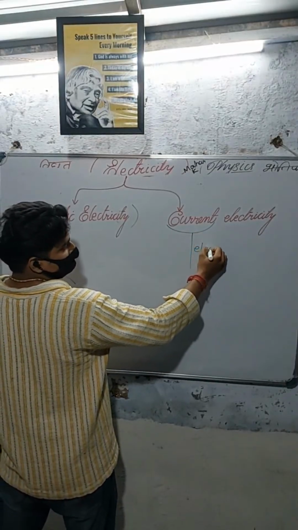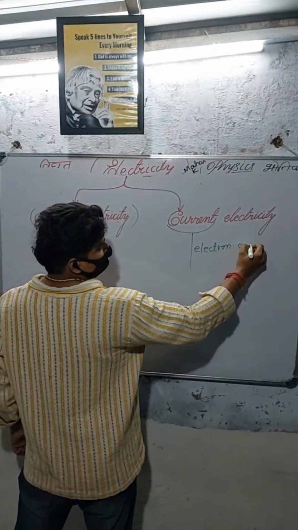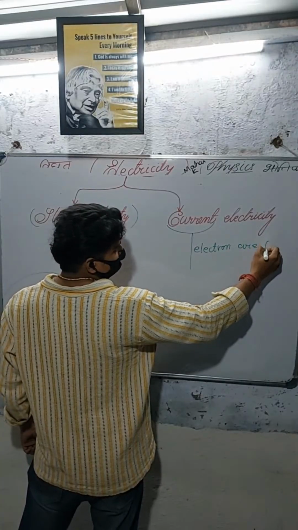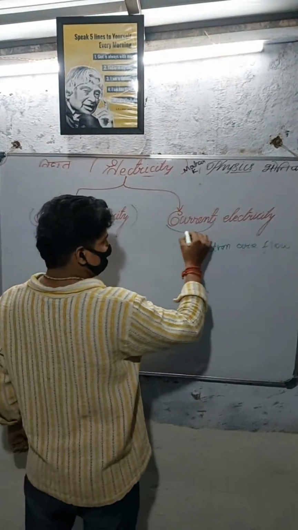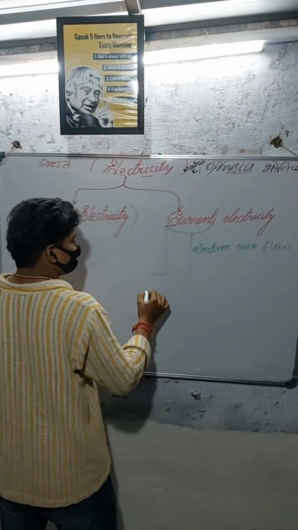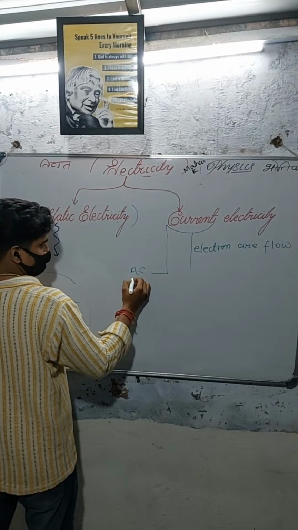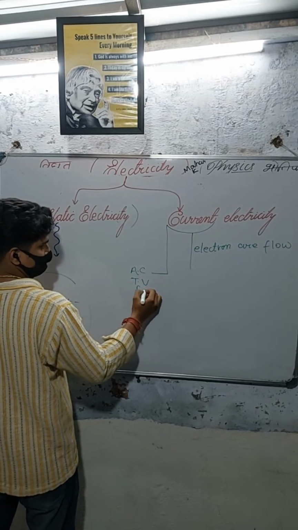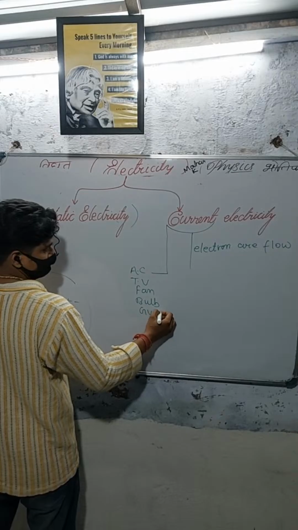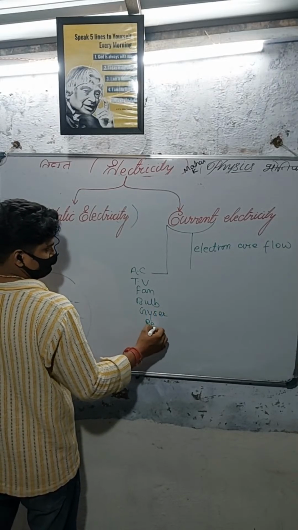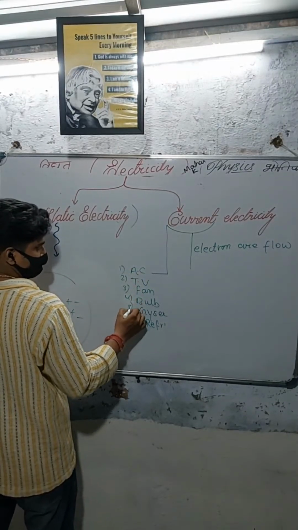There are electrons. Electrons are what? Electrons flow. Yes or no? In current electricity, we are using different kinds of appliances, like ACs, TV, fan, bulb, geyser, refrigerator. All these appliances are running just because of current electricity.